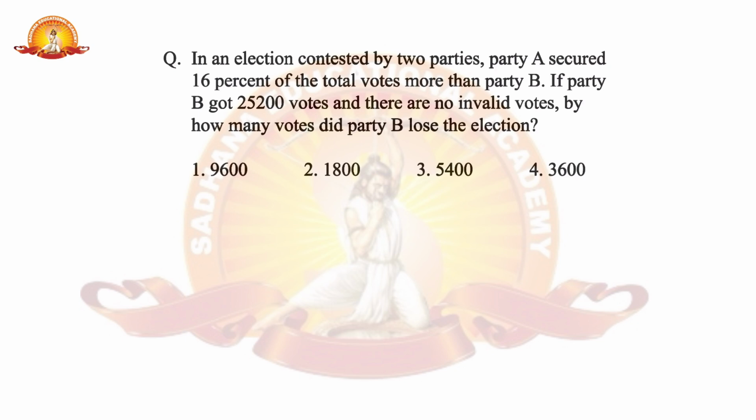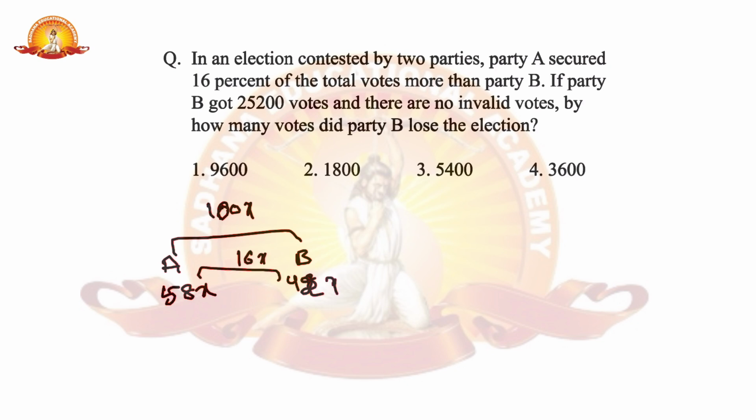In an election contested by 2 parties, Party A secured 16% of total votes more than Party B. If Party B got 25,200 votes and there are no invalid votes, by how many votes did Party B lose the election? Now here, let me suppose total votes as 100x. A gets 16% more than B. That means B gets 42x and A will get 58x. So that A gets 16x more. Here B votes is given as 25,200.